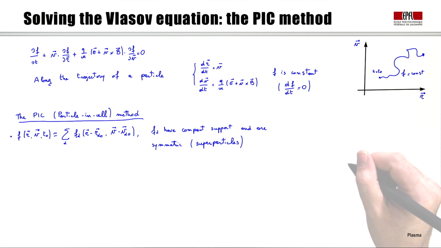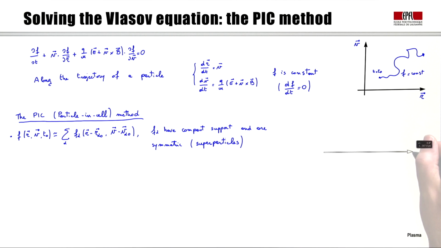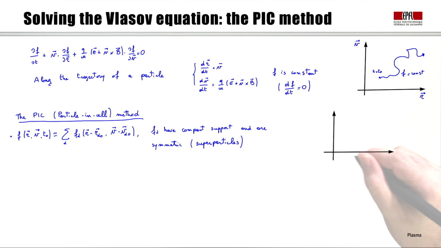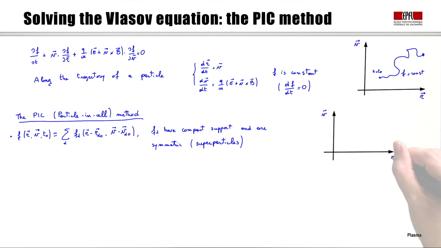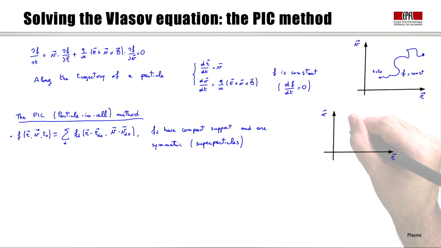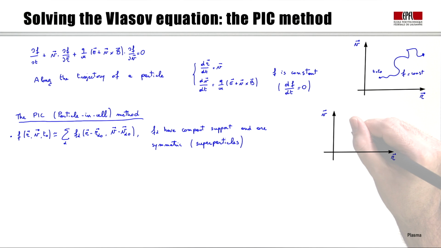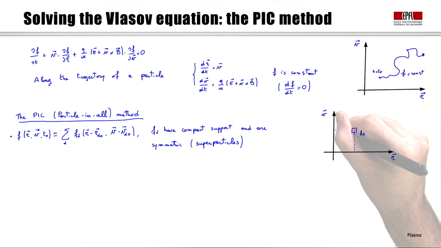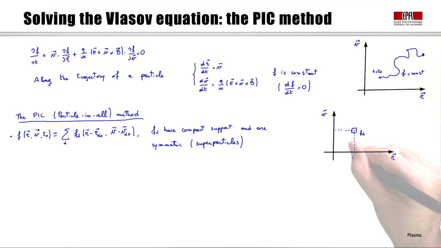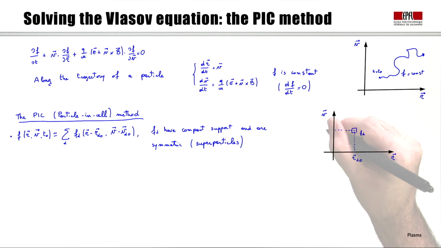Well, what does it mean? If we look at the projection of the phase space, we will see that these f alpha have a compact support, therefore they are everywhere 0 except for a small domain, and they are symmetric, and therefore they are centered around the position R alpha 0 and V alpha 0.